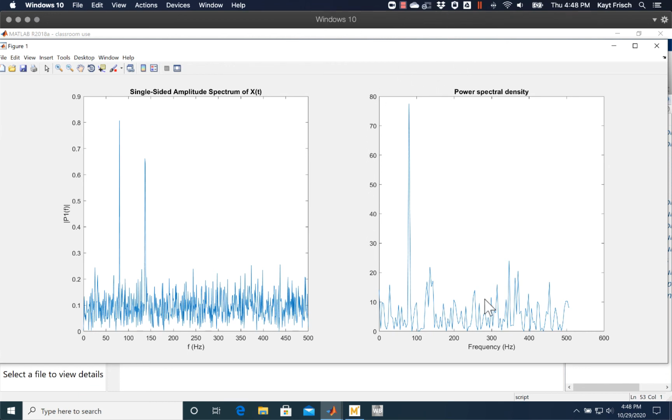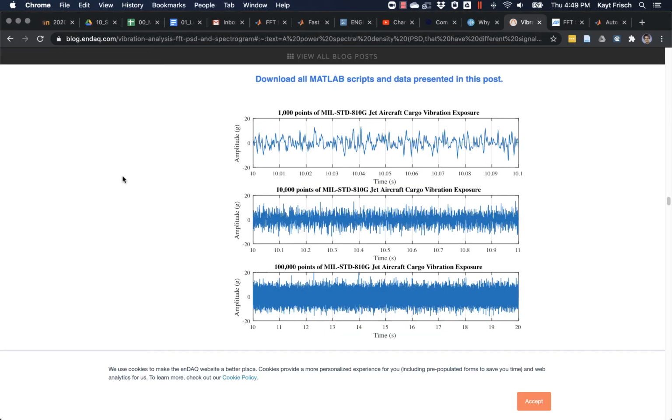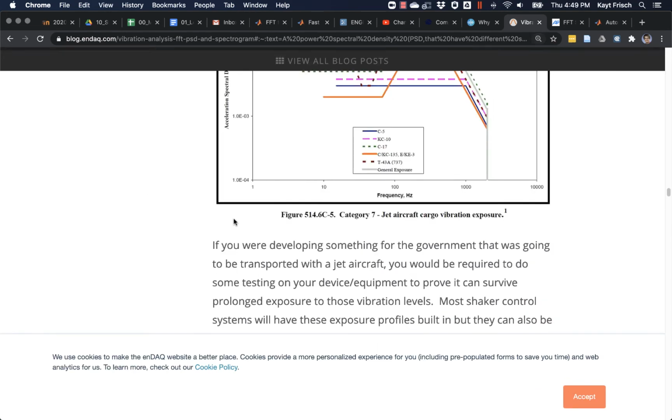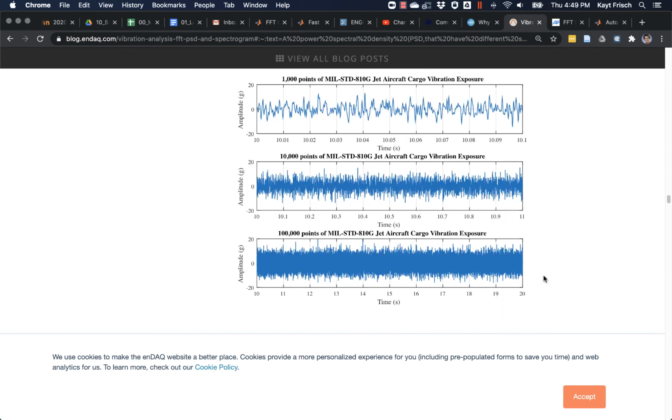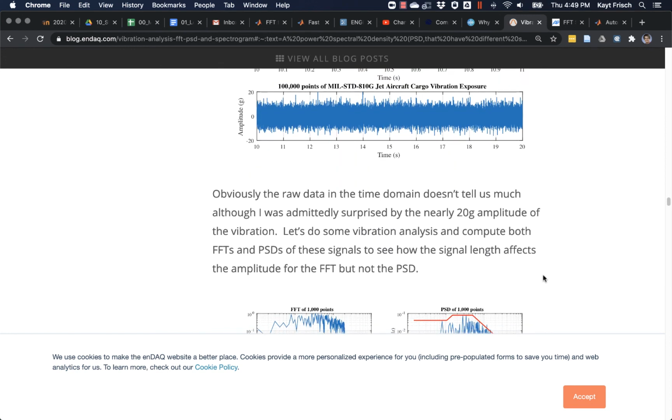For what we're doing in EMG, you definitely want to use the power spectral density. And just to help you visualize why, here's a blog post that is looking at some different vibration exposures for jet aircraft, and you can see that their data is very, very similar. They're all amplitudes, and they're all different lengths of time. So the first sample is 10 seconds, or 1,000 points, the second sample is 10,000 points, and the third sample is 100,000 points. So just different lengths of time that the data has been collected over. So the signals have different lengths.